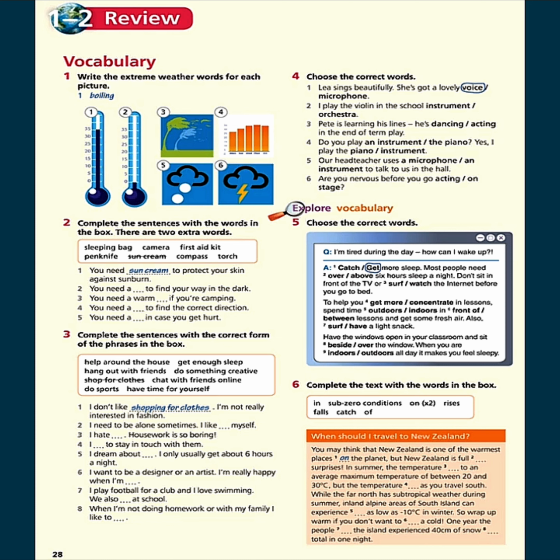Section 1. Vocabulary. Complete the sentences with the words in the box. There are 2 extra words that are not going to be used. Section 3. Complete the sentences with the correct form of the phrases in the box. Section 4. Choose the correct words. Now, explore. Vocabulary. Section 5. Choose the correct words. Section 6. Complete the text with the words in the box.